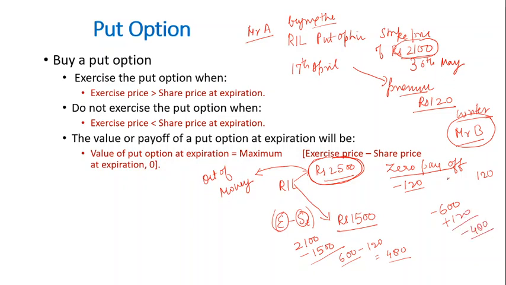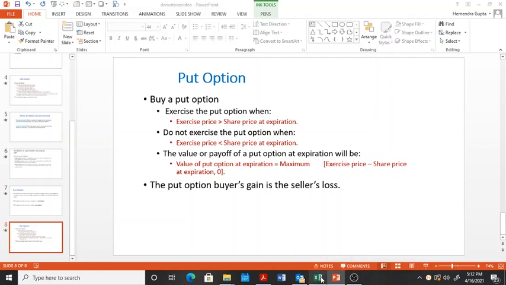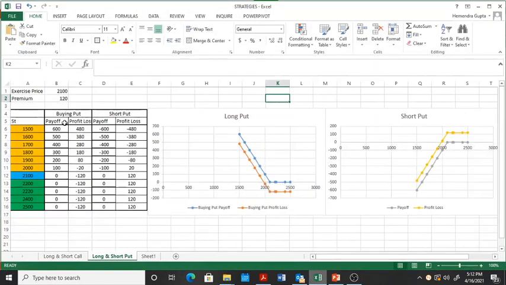So if the Reliance stock starts falling down, a buyer of a put option will gain, but the writer will lose. To understand this in much more detail, and also to look at how the payoffs will look, let's look at the Excel calculations. So here you can look at the Excel calculations. Here the exercise price is taken as 2100 rupees. The premium is taken as rupees 120.